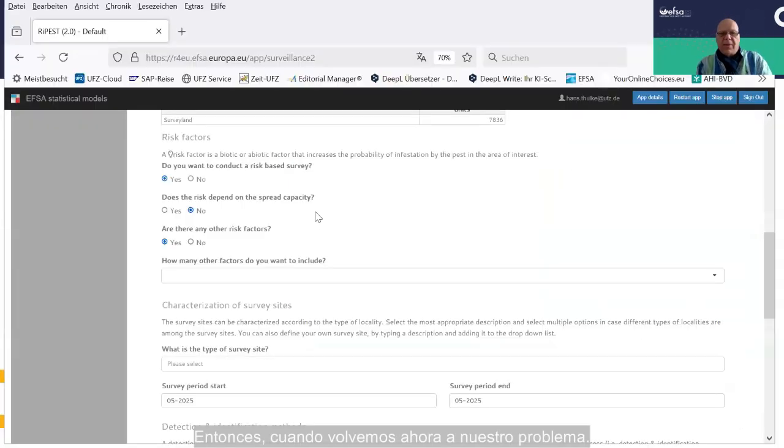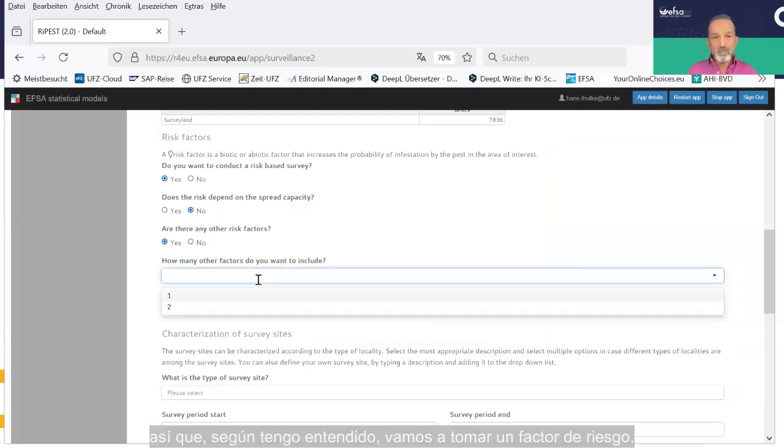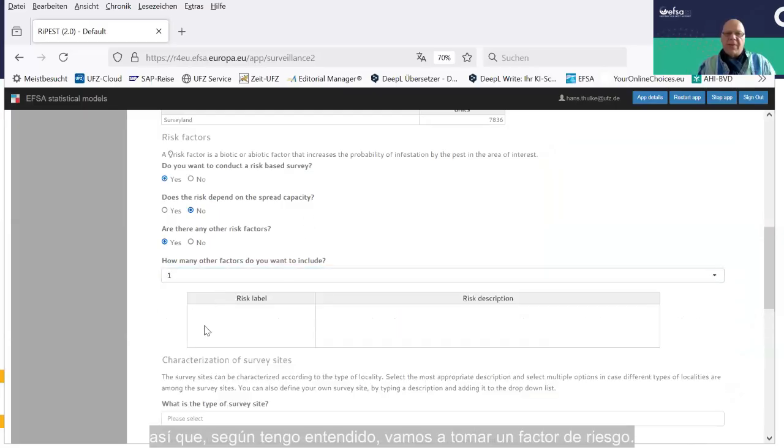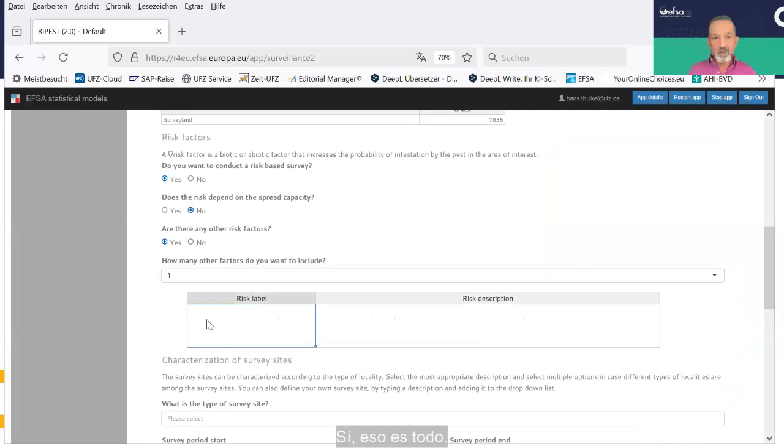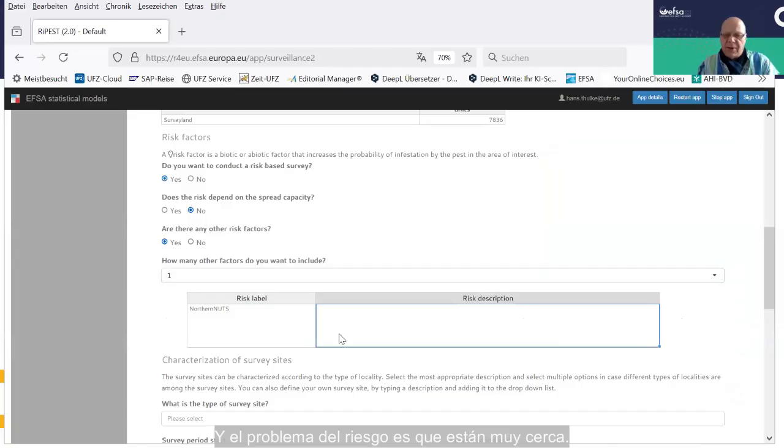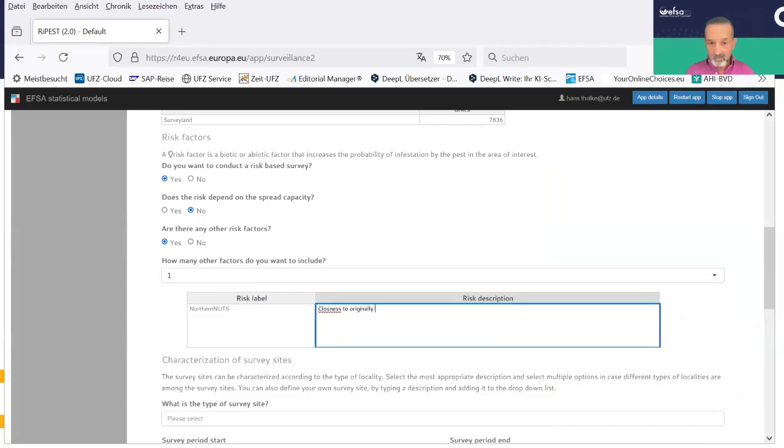So when we now go back to our problem, as I understand, we will take one risk factor. Yes, that's it. It's about the northern nuts, right? Yes, that's it. The two northern ones. The risk issue is that they are so close. Yeah, closeness to infested countries or areas.